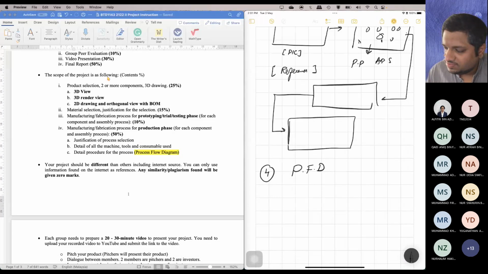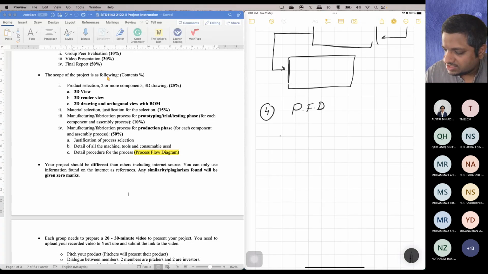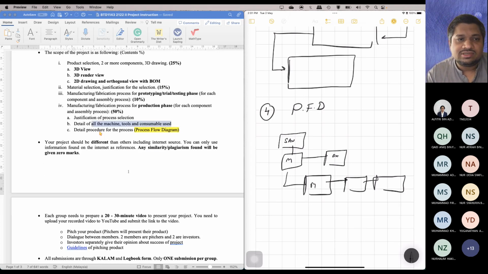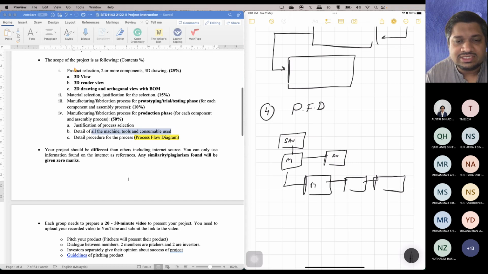So simply the process flow diagram for you would be, let's say, sand casting. Let's see, you have to prepare the sand, you have to prepare the mold, make the pattern, etc. Then you have to heat the metal and then pour it and this and that. So at least make a basic simple process flow diagram. Okay. So these are the four major parts of your project, which is product, material selection, manufacturing trial phase, and the real manufacturing process.